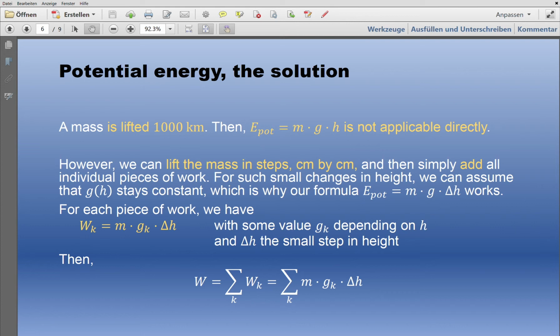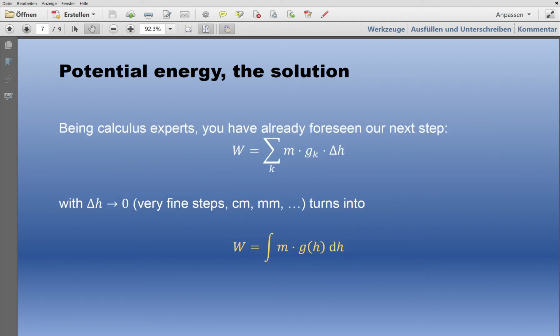We add all these and say the total work required to lift the mass is the sum of all these individual works, namely the mass times the momentary Earth's pull times that centimeter, that small step. And we have this neat formula to work with, a sum. And a sum, well, a sum does usually become an integral.